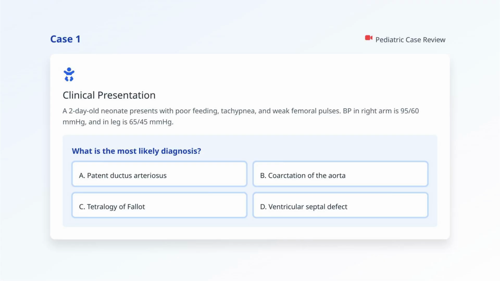A 2-day-old neonate presents with poor feeding, tachypnea, and weak femoral pulses. Blood pressure in the right arm is 95/60 millimeters of mercury, and in the leg is 65/45 millimeters of mercury. What is the most likely diagnosis? A. Patent ductus arteriosus. B. Coarctation of the aorta. C. Tetralogy of Fallot. D. Ventricular septal defect.